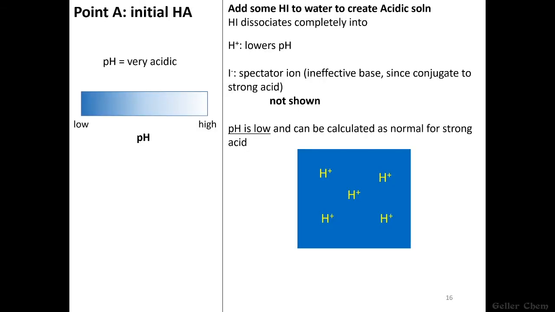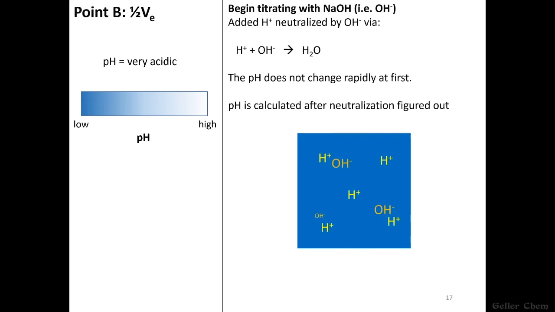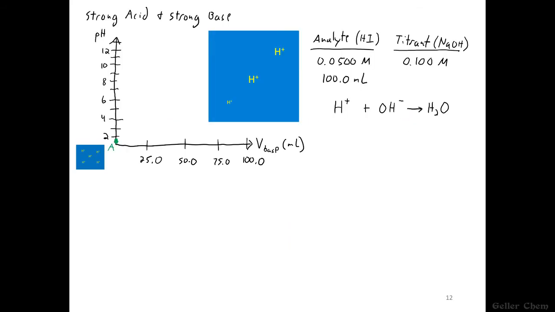Now, let's begin the titration. Let's say that we add 25 milliliters of strong base where only the hydroxide matters. Well, the two neutralize each other until one of them's gone. In this case, we still have more protons than hydroxides added, and so we have some protons left over. And we'll find that the pH does not change rapidly at the beginning of a titration curve. And we calculate the new pH after figuring out how the neutralization changed everything. So let's make some more notes.